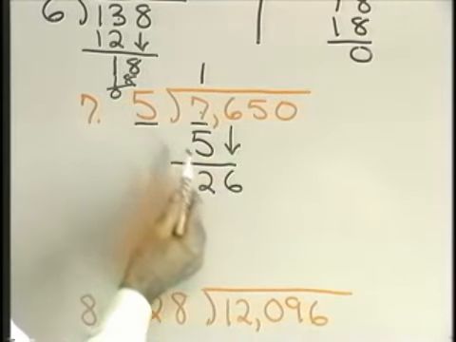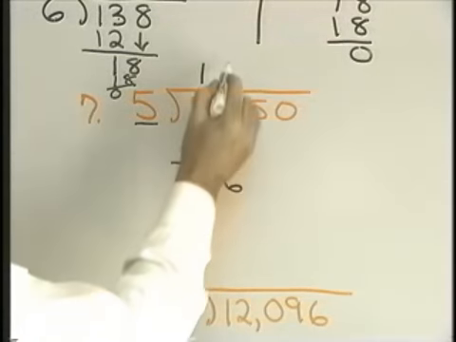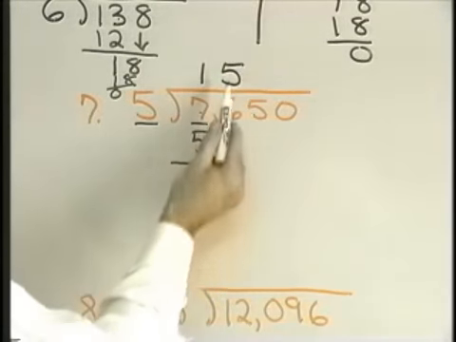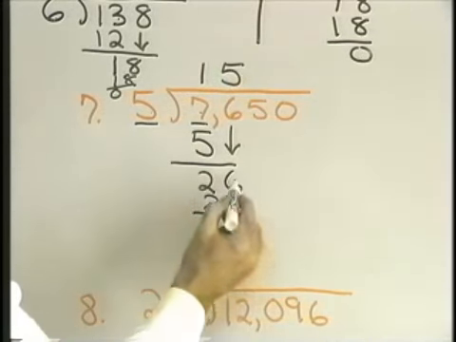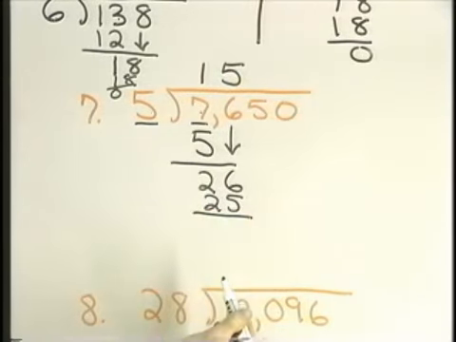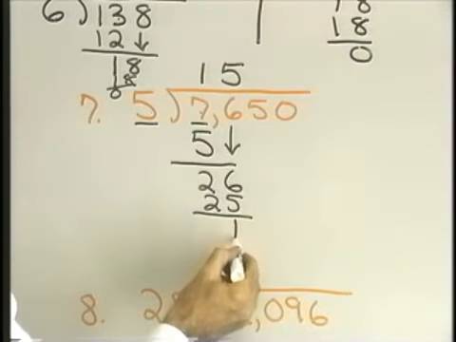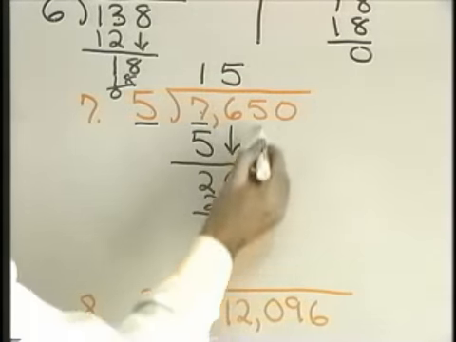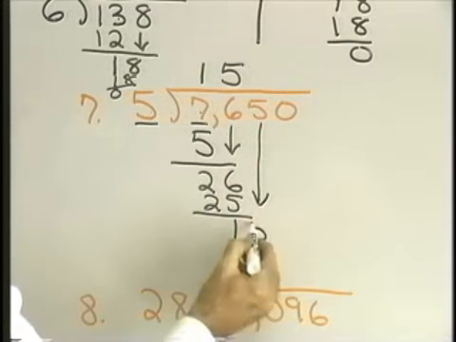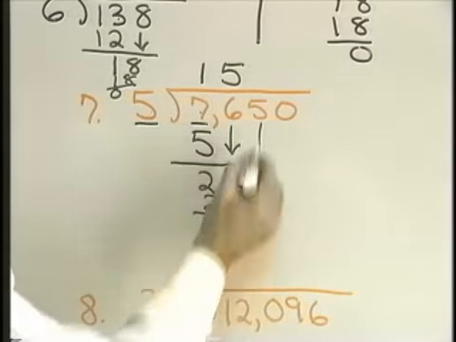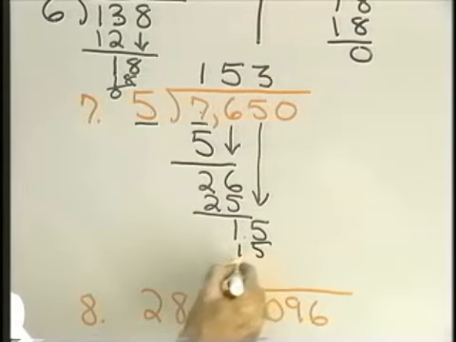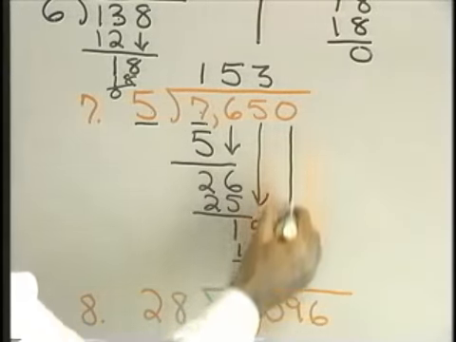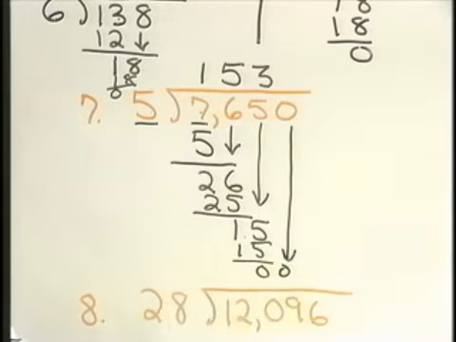I'll estimate how many times 5 divides into 26. My estimate is 5. 5 times 5 is 25. I multiply and then subtract to see how much my estimate is off by. 6 subtract 5 is 1. 2 subtract 2 is 0. Bring down my next number, 5. 5 divides into 15 3 times. 3 times 5 is 15. Subtract and get 0. I have another number to bring down, which is 0.